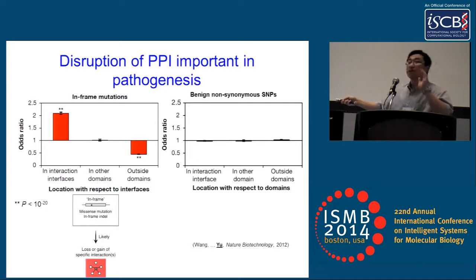And thanks to the anonymous reviewer, we also did this control calculation where we take all of the non-synonymous SNPs in dbSNP, the vast majority of which are believed to be benign, and we did the same calculation. There is no enrichment whatsoever, again showing this enrichment is very specific.